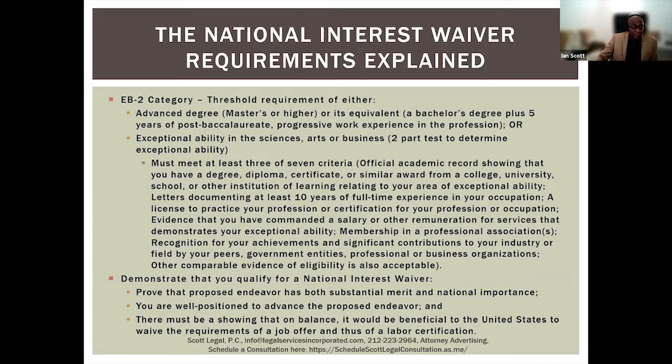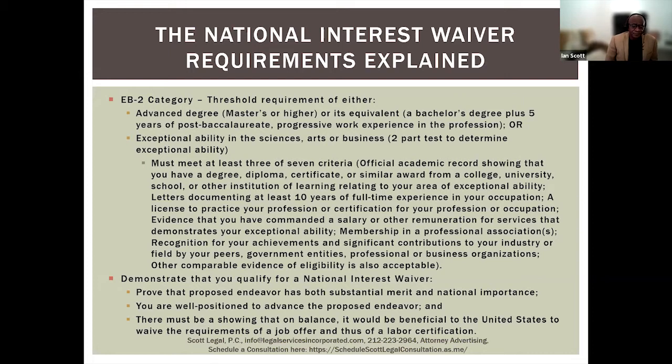And when we look at step 2, what we're really talking about is the individual showing that they have a proposed endeavor that has substantial merit and national importance. So when we think about this first prong, we're thinking about this prong independent of any individual. So this is all about what is the proposal, what is the endeavor, what is the applicant going to do. And when we look at what that applicant is going to do, we ask whether or not it has substantial merit or national importance.